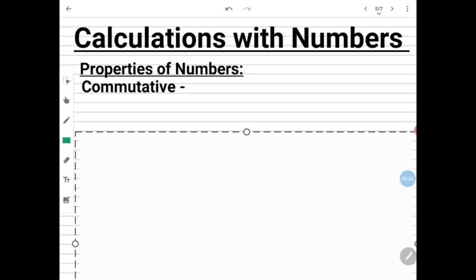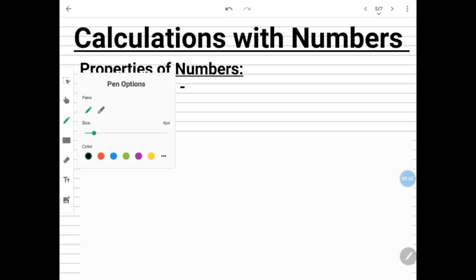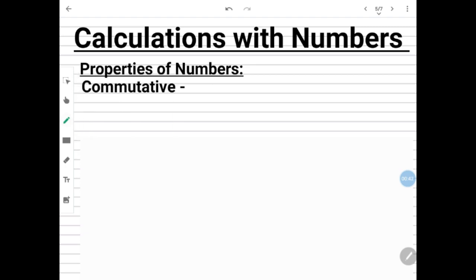Now, yes, I'm at school, so bear with the bell. The first property is commutative property, and I'm going to do an example first, and then I'll show you the rule for the commutative property.